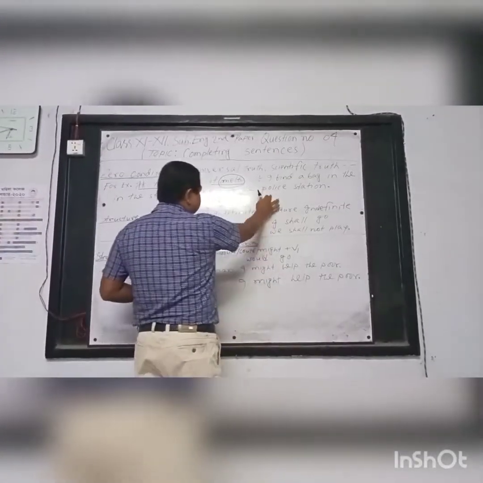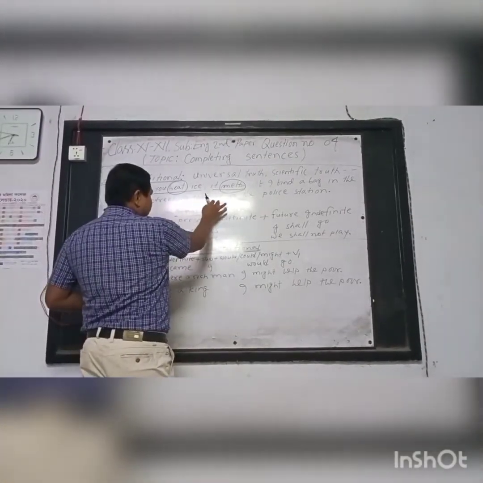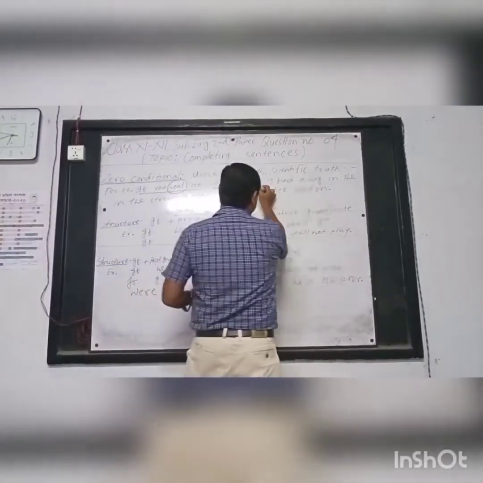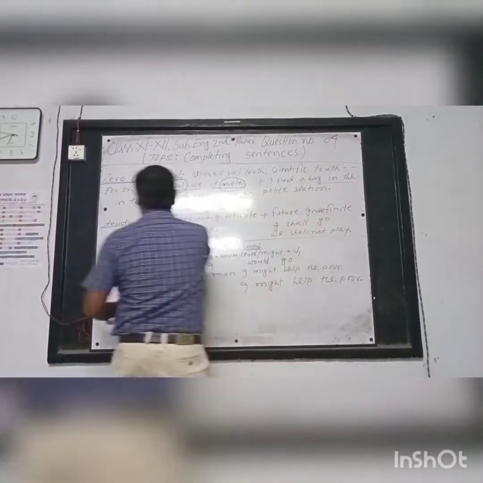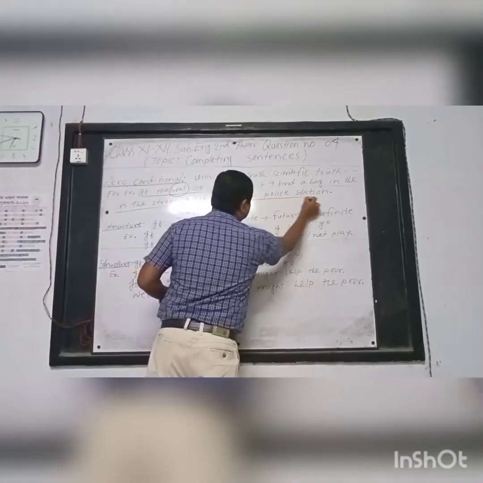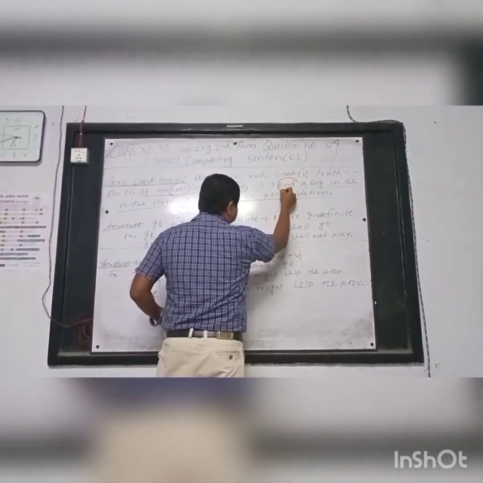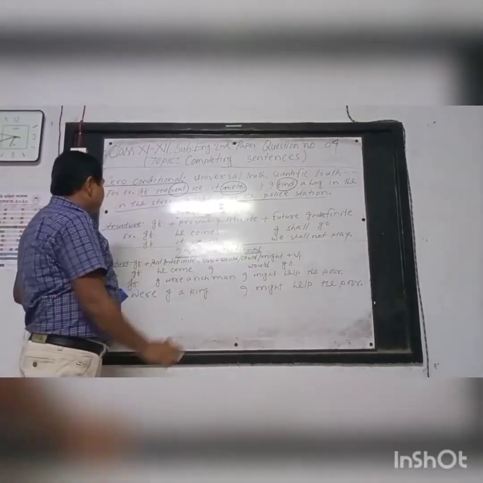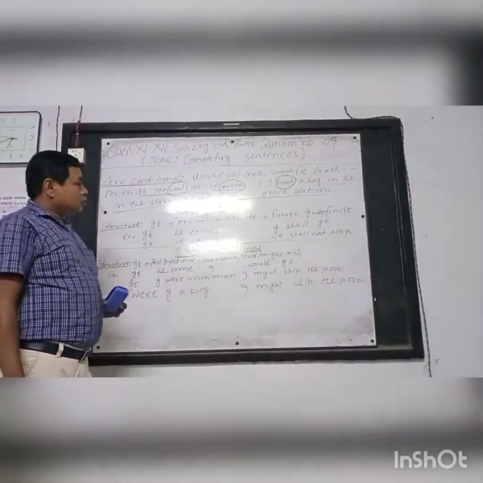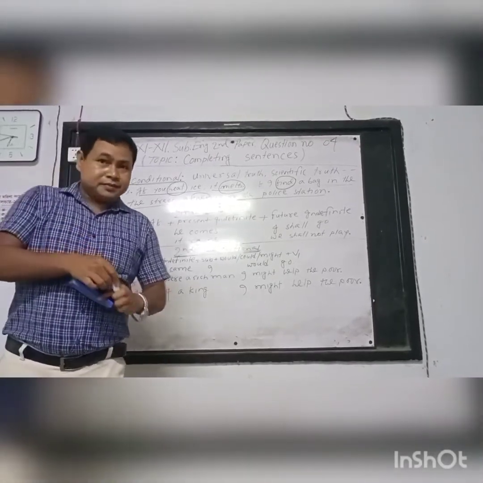Similarly, look at the sentence again. If I find a bag in the street, I take it to the police station. In the sentence there are two clauses. If I find a bag in the street, this is a clause, and there is another clause, I take it to the police station. In the first clause there is a verb, that is find, and in the second clause there is also a verb, take.